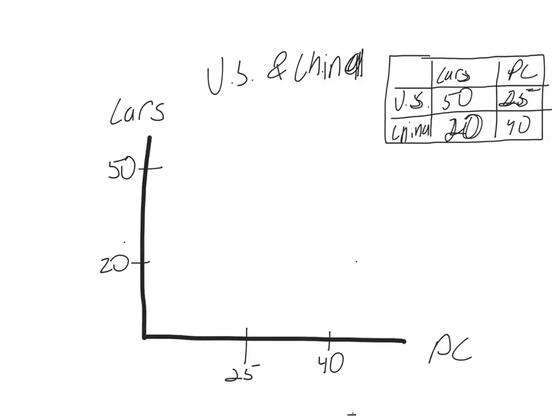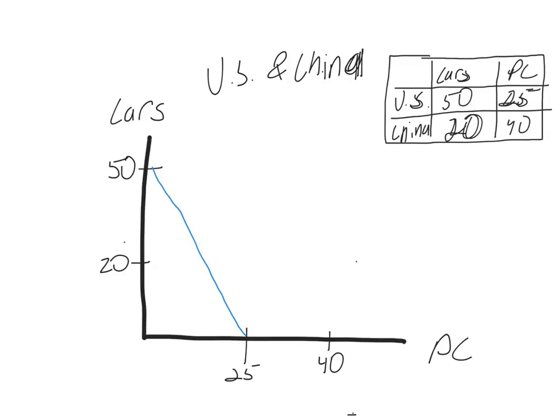So as you see here, we can have a graph for use of China in producing cars and computers. And we're going to graph cars on the y-axis and computers on the x-axis. So as we see here, the U.S. can produce 50 cars and 25 computers. So that makes 2 cars for every computer. And if we were to graph that slope, it will look like this: 50 cars, 25 computers.